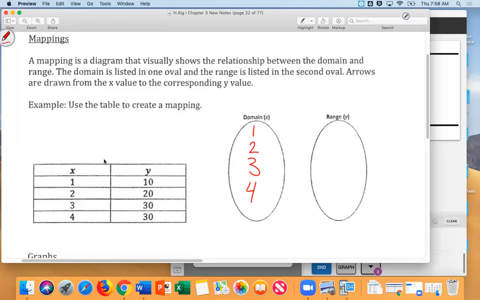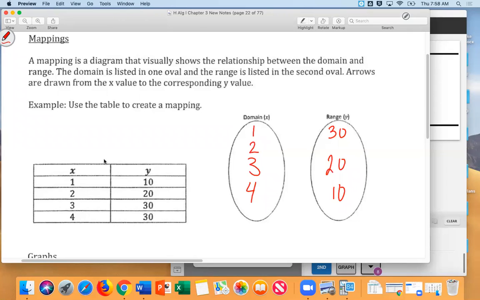Now my range, okay? My range, and I'm just going to jumble it up a little bit so you can see kind of what's going on. Okay, I'm just going to put them backwards, like 30, 20, and 10. Do you guys see how I kind of did that? I just kind of randomly wrote them down for you, okay? Because I just want you to see how to do it when it's not in order.